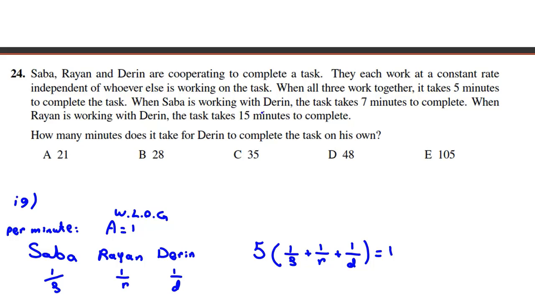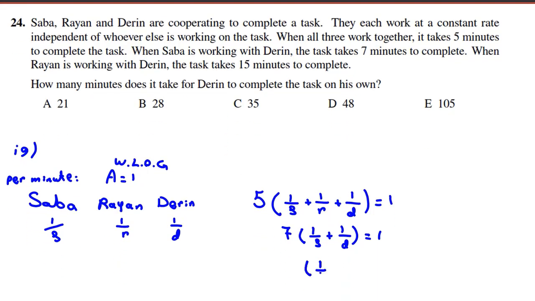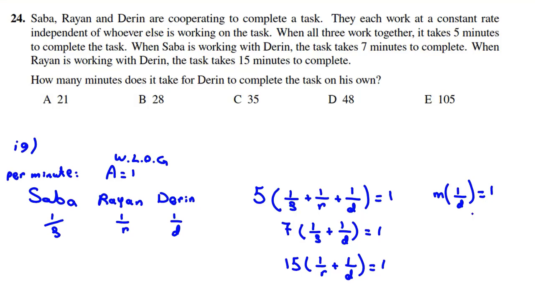Okay, so Saba and Darren take 7 minutes. So Saba and Darren: 1 over S plus 1 over D, 7 minutes equals 1. When Ryan is working with Darren, 1 over R plus 1 over D, 15 minutes equals 1. Then it says, how many minutes does it take for Darren to complete the task on his own? 1 over D times how many minutes? M equals 1. So we should find D.